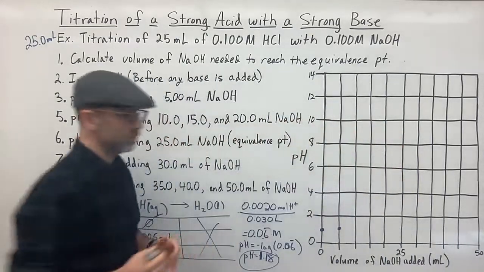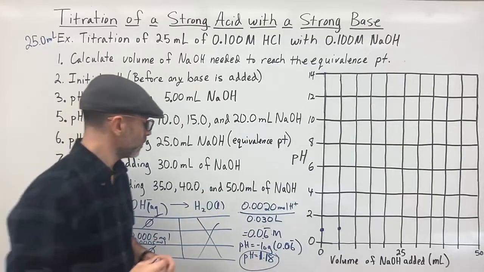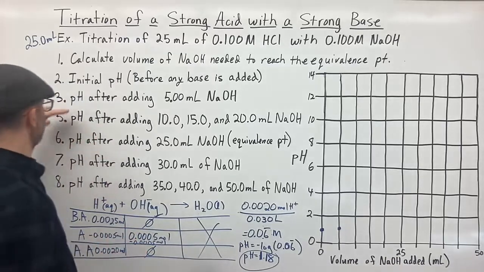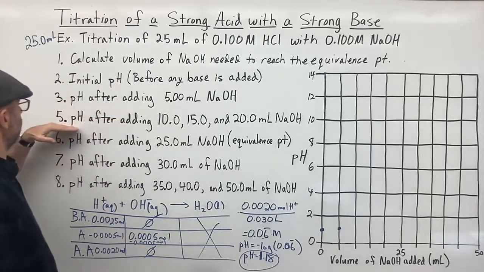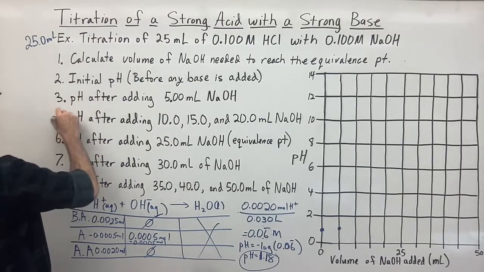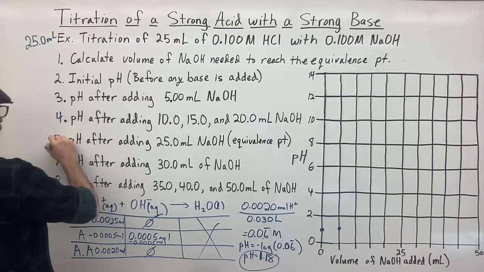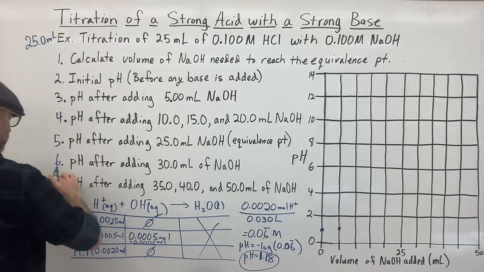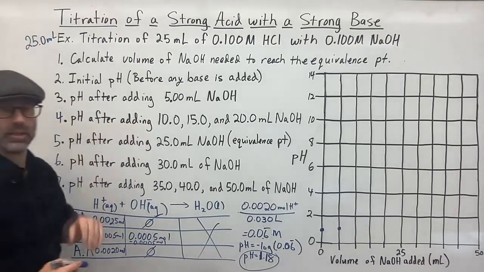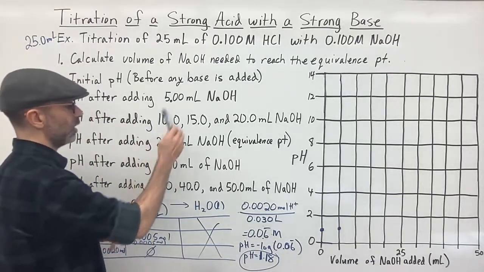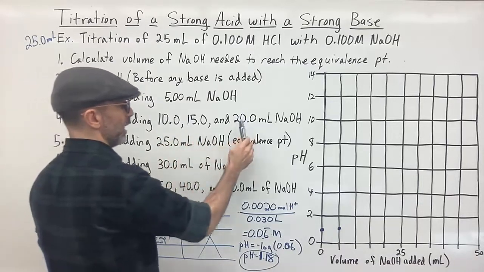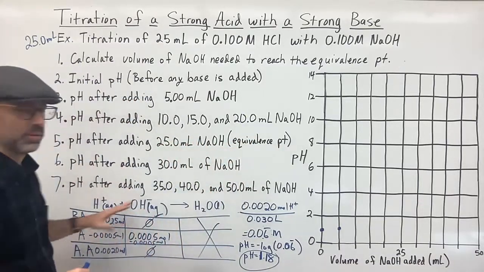So maybe it's there, slightly higher. So now, what do we do? The next thing is we can do the same thing. This should be 4, 5, 6, 7. So at step 4, we can calculate the pH of our solution after we add 10 milliliters, 15 milliliters, and 20 milliliters, doing the exact same thing we did here.